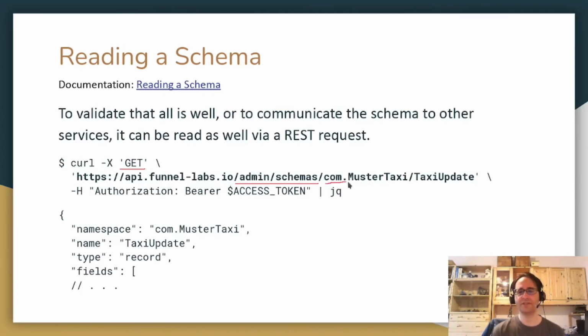The first part is the namespace that you entered. In this case, it's com.mooster_taxi, and this is read out of your Avro schema file. So whatever was in the Avro schema file, that's what will be used here. And then the data type name, and this is also read from the Avro schema file. In this case, we called it taxi update. So I can actually read and get back what the system thinks my schema is.